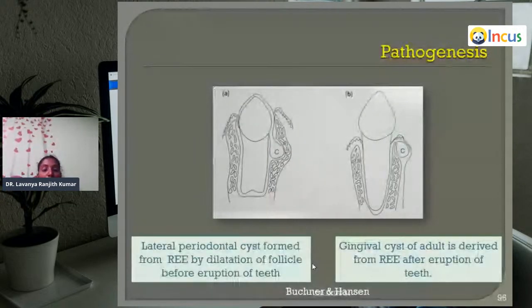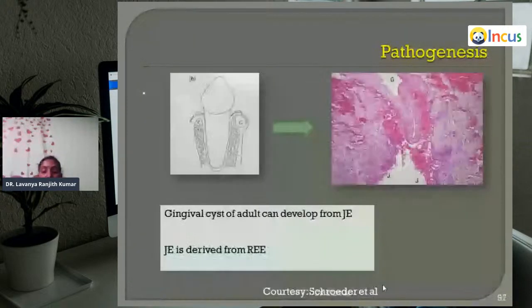So coming back to the classification, there are two important factors. Lateral periodontal cyst is formed from the reduced enamel epithelium by dilatation of the follicle before eruption of the teeth, and gingival cyst of the adult is derived from the reduced enamel epithelium after eruption of the teeth.